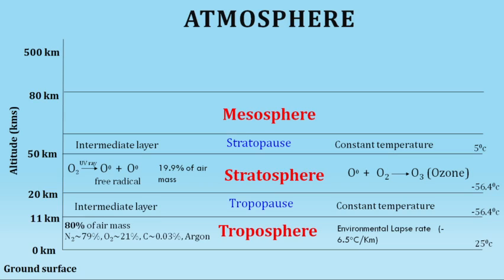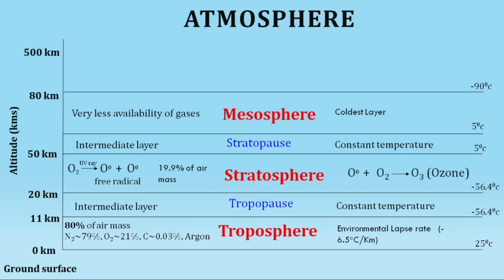Mesosphere is considered as the coldest layer of atmosphere because of very less availability of gases in this layer. It is termed as the coldest layer. The temperature at the bottom in mesosphere is 5 degrees Celsius, and as we move up in the mesosphere, the temperature decreases with increase in altitude. So the topmost region of mesosphere has a temperature of minus 90 degrees Celsius. So this is the coldest layer of atmosphere.